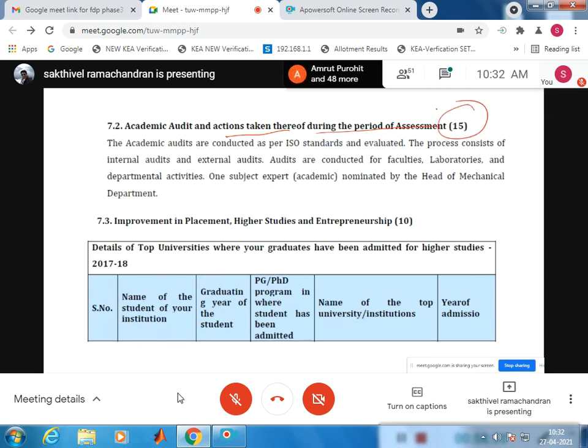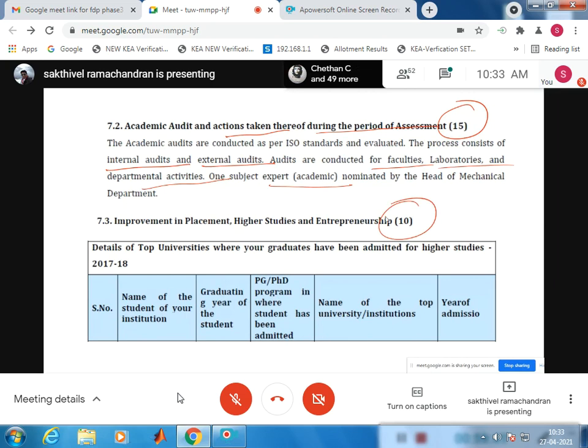That carries 15 marks. So this speaks about the ISO standard, that the evaluation process constitutes internal audit and external audit being conducted for faculties, laboratories, department activities, subject experts, and the heads of the departments. Those things will be done with respect to the department. Then improvement in the placement, higher studies, and the entrepreneurships. This is more important. This carries 10 marks.